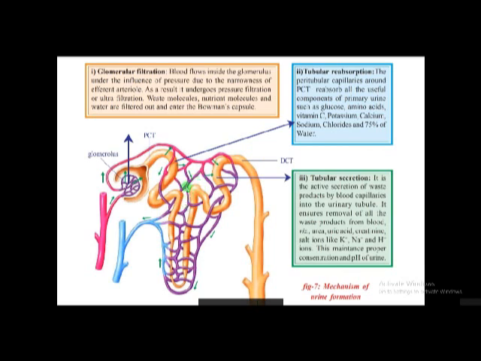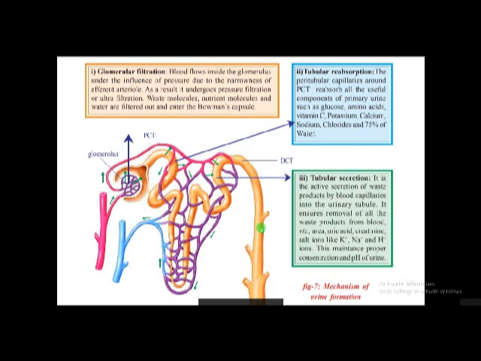Here small blood vessels are there. From these blood vessels, if waste products are present in the blood, they are directly secreted into the distal convoluted tubule. That is called tubular secretion. So tubular secretion means separation of waste products from the blood into the distal convoluted tubule takes place here. Like this, urine is formed, and this urine is collected into the collecting tube.